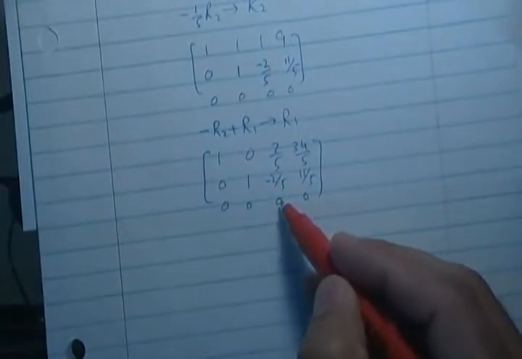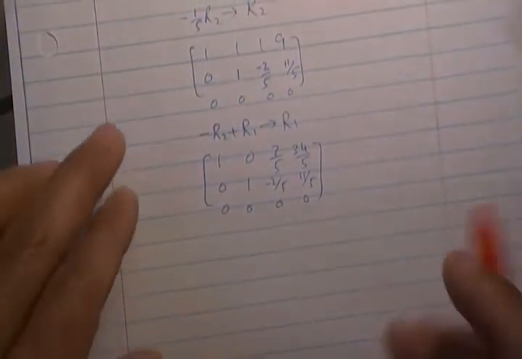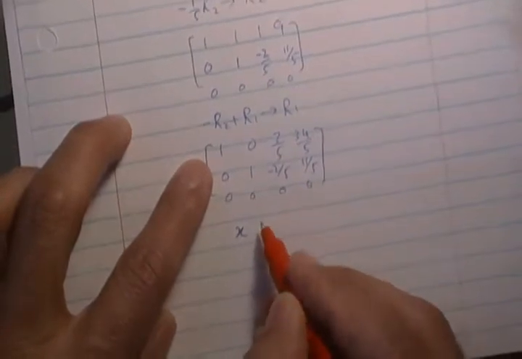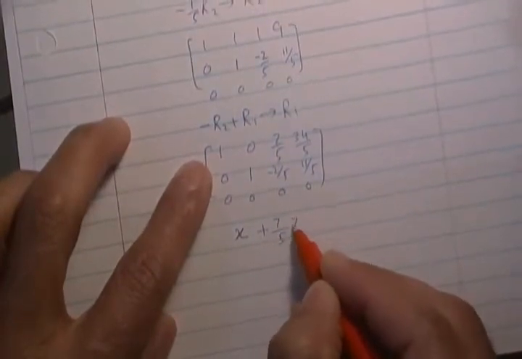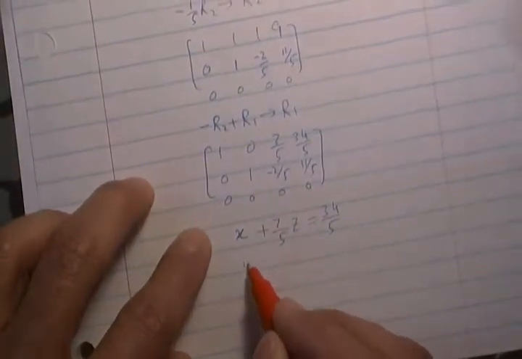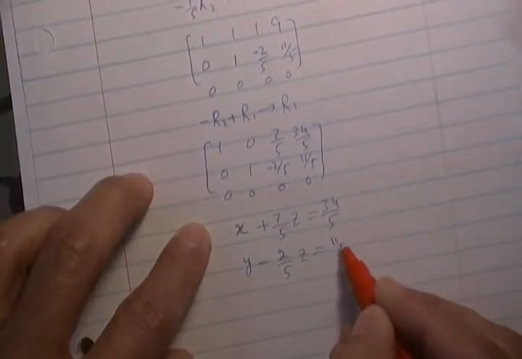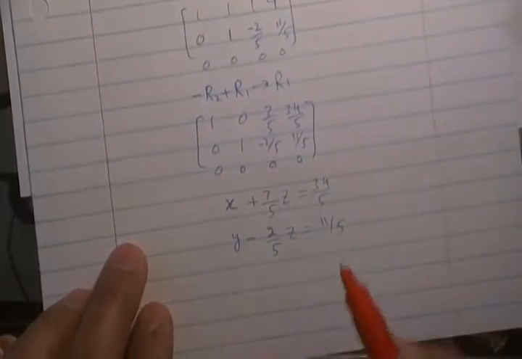Since we cannot proceed further, we cannot create 1 here and make zeros here without disturbing the achievements that we have, so we just stop here and rewrite our equations. From the first row, the coefficient of x is 1, so that would be x. The coefficient of y is 0. Then plus 7/5 of z is equal to 34/5. From the second equation, you have y minus 2/5 of z is equal to 11/5. And the third row says 0 is equal to 0. That's not new information, so we just ignore this part.